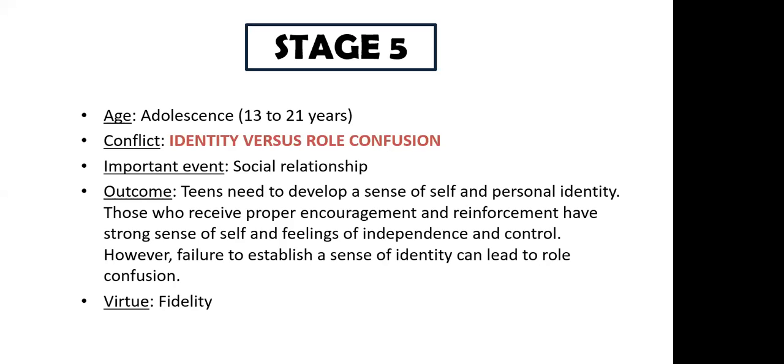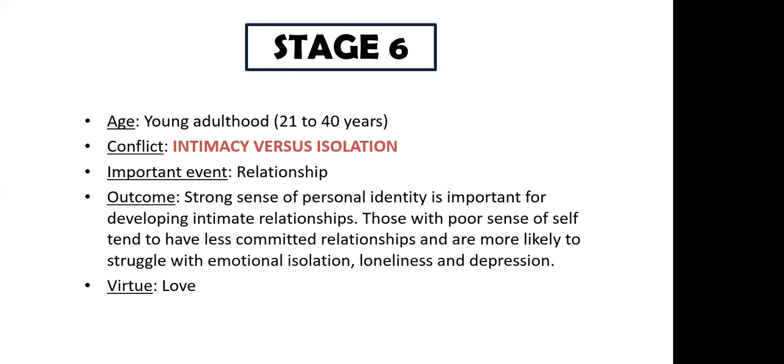Next. Intimacy versus isolation is the sixth stage of Erikson's theory. So this stage takes place during young adulthood between the ages of 21 to 40. During this stage, the major conflict centers on forming intimate, loving relationships with other people. Erikson believed that a strong sense of personal identity is important for developing intimate relationships.